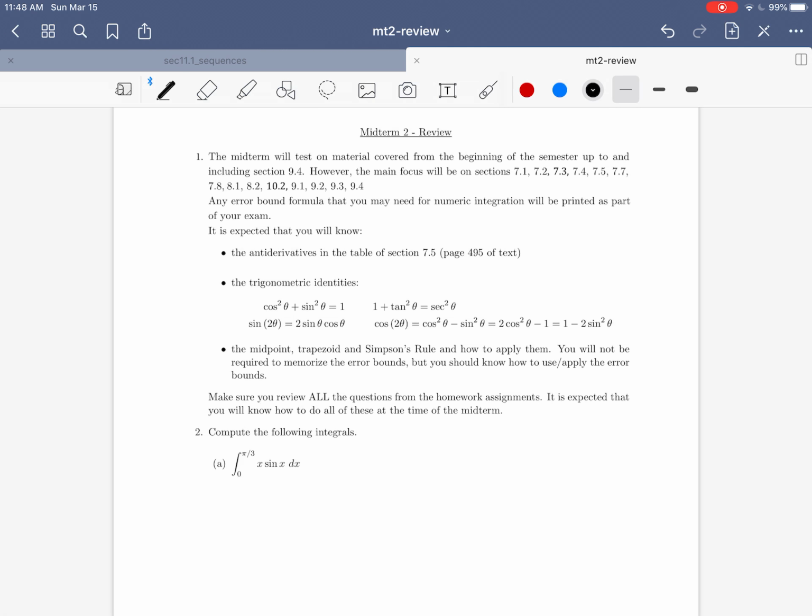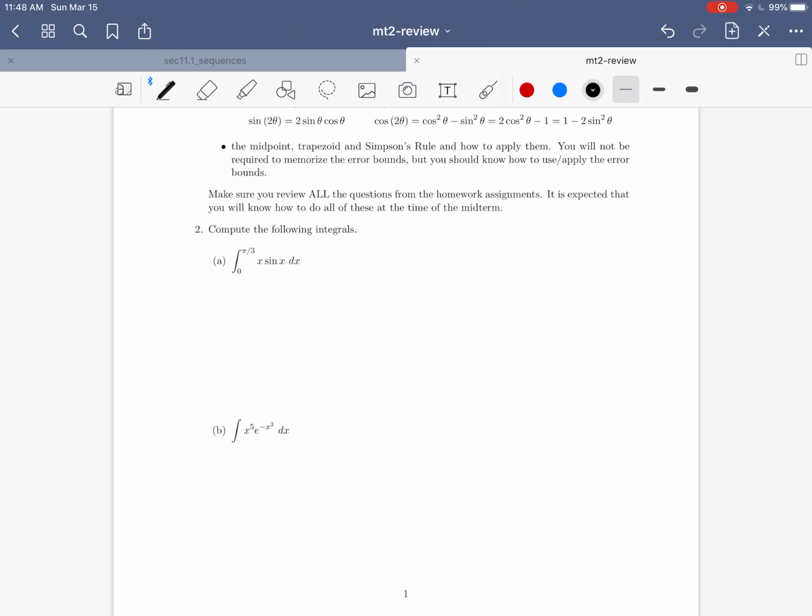So let's get started, and we're going to start with question 2, which is a series of different integrals that we're going to calculate. So first of all, let's take this first integral here. This is the integral from 0 to pi by 3 of x sine x dx. So this is a definite integral. And if you look at the integrand here, this is a product of two terms, and it's an integral that you want to look to solve by parts.